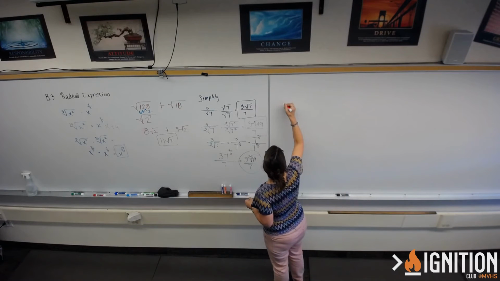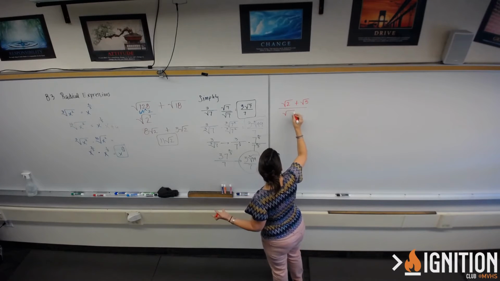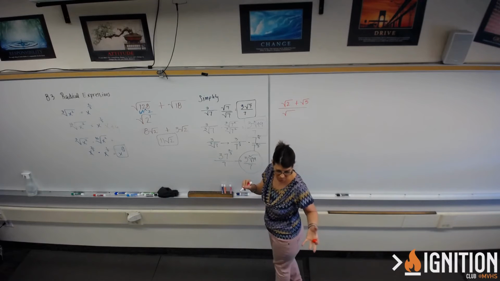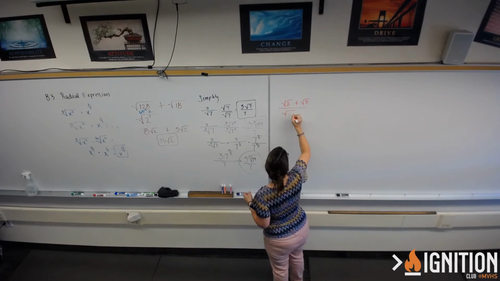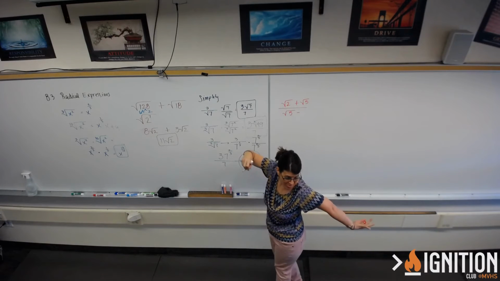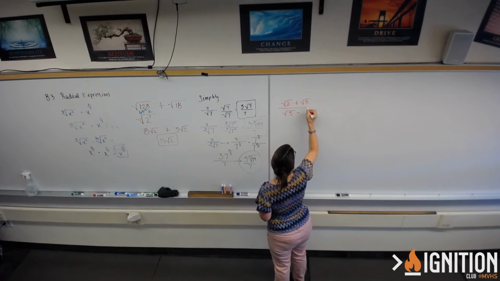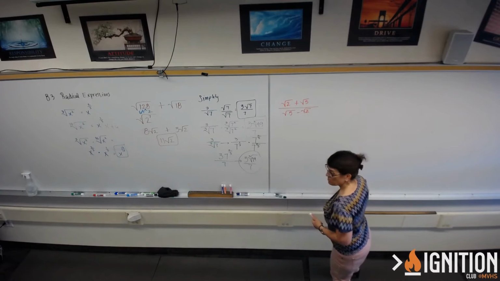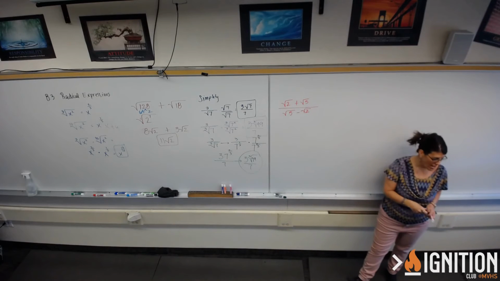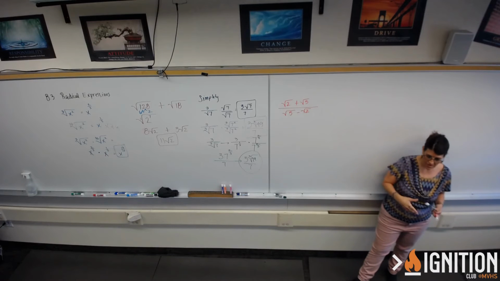How do you rationalize root 2 plus root 5 over root 5 minus root 2? Oh, okay, that's fun. Keep it all right. That works. No radicals in the denominator. No cube roots, no 4th roots, no 20th roots, not in the denominator.